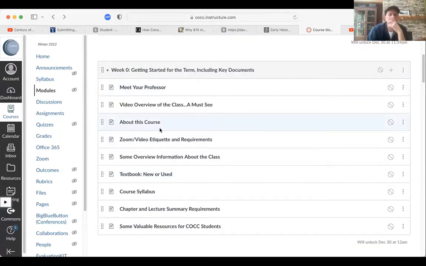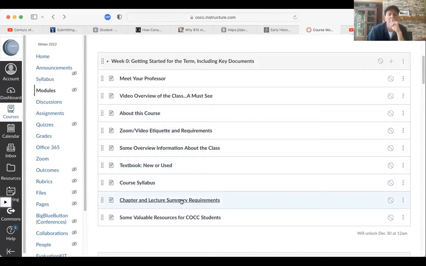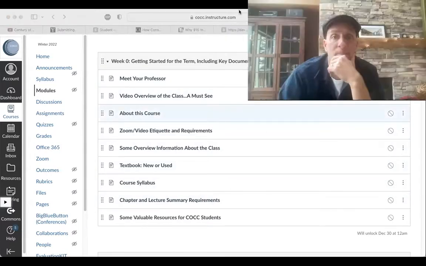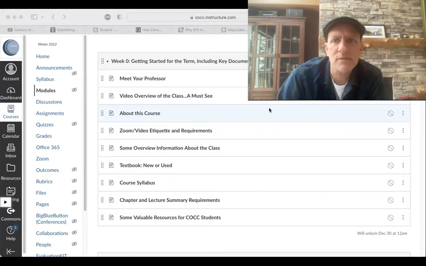Okay, so now we have to look under the chapter and lecture summary assignment sheet. Let's go there, see if I can do that. Cool. All right, here's basically the assignment sheet. So I start off in this assignment sheet. Let's see if I can get this moved over just a little bit. There we go.